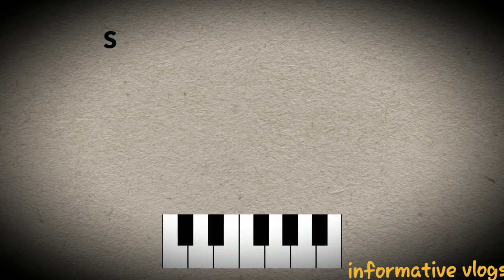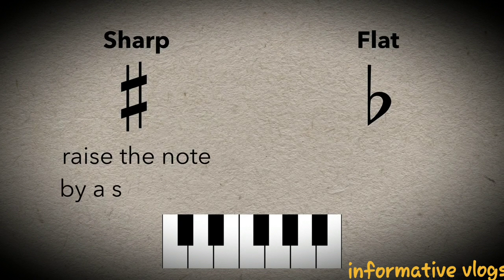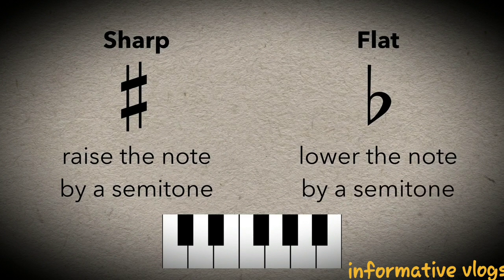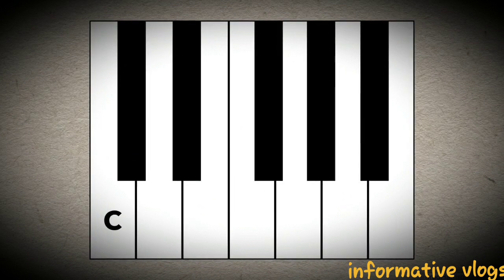Next up is sharp notes and flat notes. Sharp notes are notated with this symbol, and it means to raise the note by a semitone. Flats use this symbol, which means to lower the note by a semitone. So, what's a semitone? It's just the direct next key on the piano, whether it's a black key or a white key. So this note is C, and if we go up a semitone, we get C sharp.